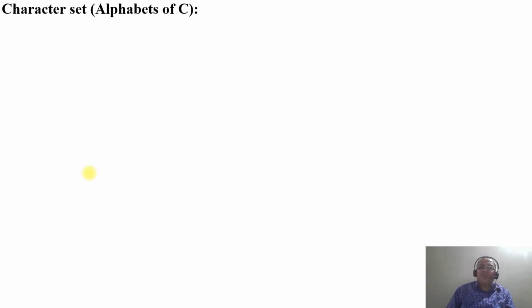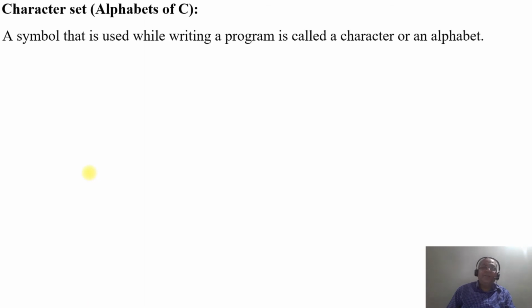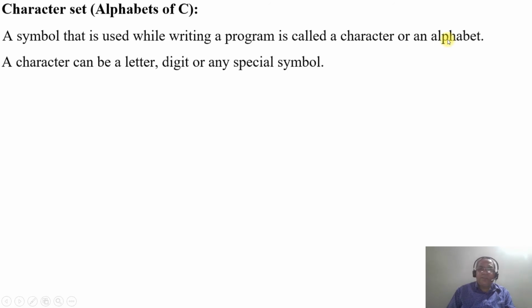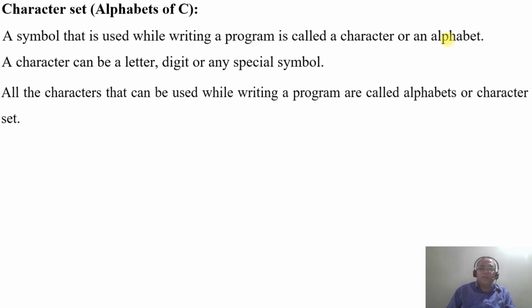So what are the character sets in the alphabets of C? What are the character sets in C? A symbol that is used while writing a program is called a character or an alphabet. So what is a character? It can be a letter, or it can be a digit, or it can be any special symbol. All the characters that can be used while writing a program are called alphabets.